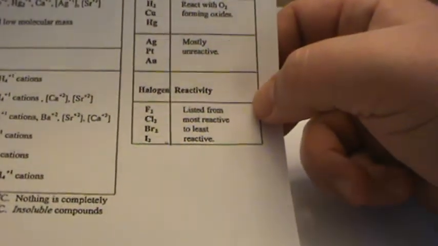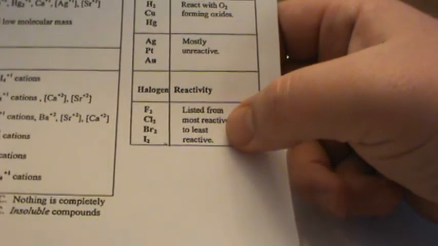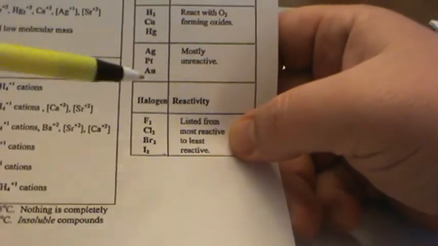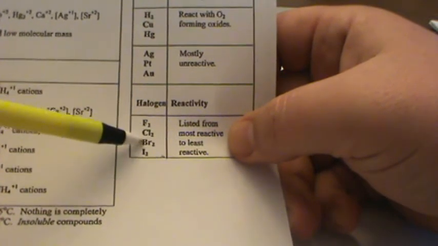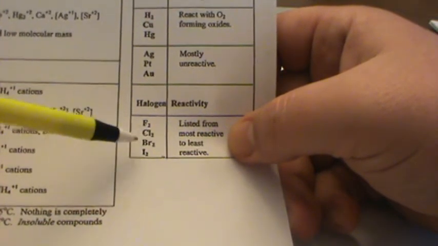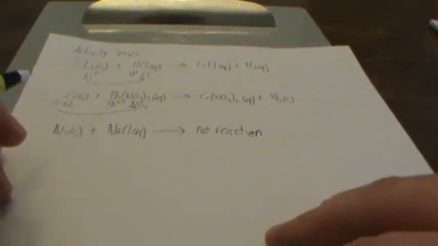Now for the halogens, we can do the same thing. If we look at the list, it says listed from most reactive to least reactive. So if the halogen by itself is higher on the list than the one in the compound, the reaction is going to take place. Let's look at an example of this.